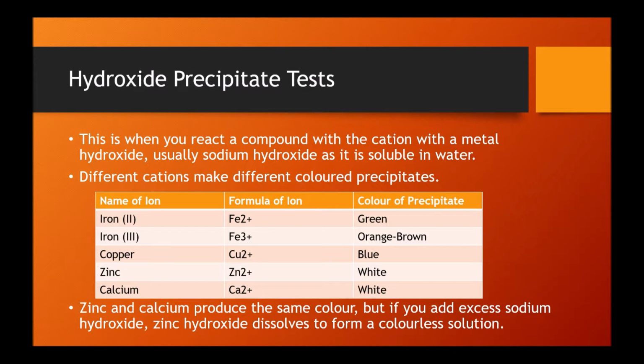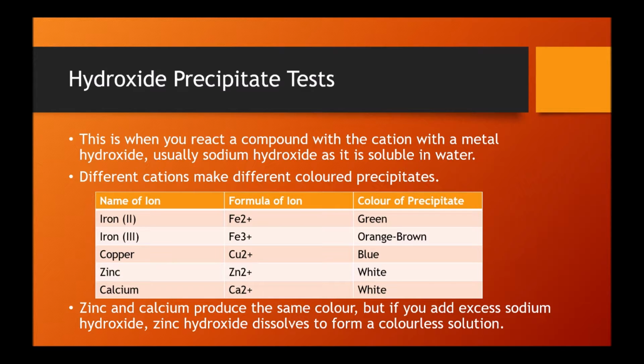So there's also hydroxide precipitate tests, again for cations, metal ions, and you react a compound containing the cation. For example, for iron, you could use iron sulfate, or copper sulfate. And you react it with a metal hydroxide, but usually sodium hydroxide, because that's soluble in water. And then different cations make different coloured precipitates. As you can see, there's a list here.